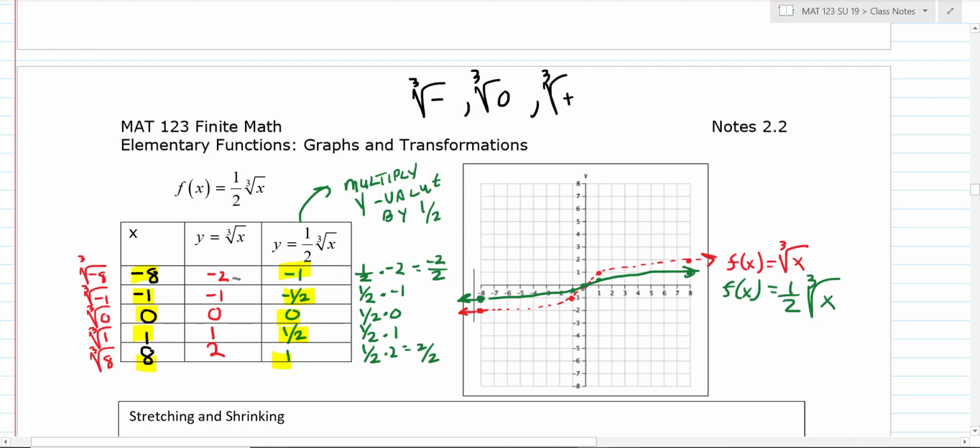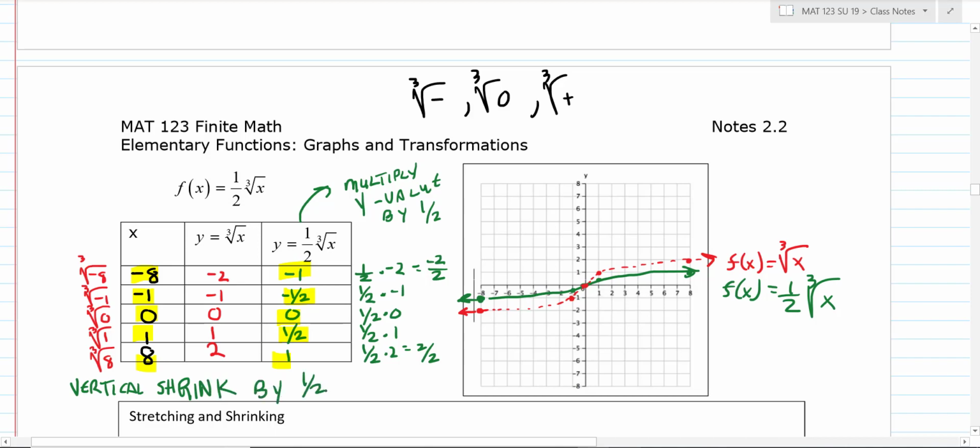If you take half of -2, you get -1. If you take half of -1, you get -1/2. Half of 0 is still 0. Half of 1 is a half. And then half of 2 is 2 over 2, or 1. So if you plot these points, it kind of looks like that graph flattened out. It's not like the last problem where it's stretched. It's more like it flattened out. So what we call this is a vertical shrink by a factor of a half.